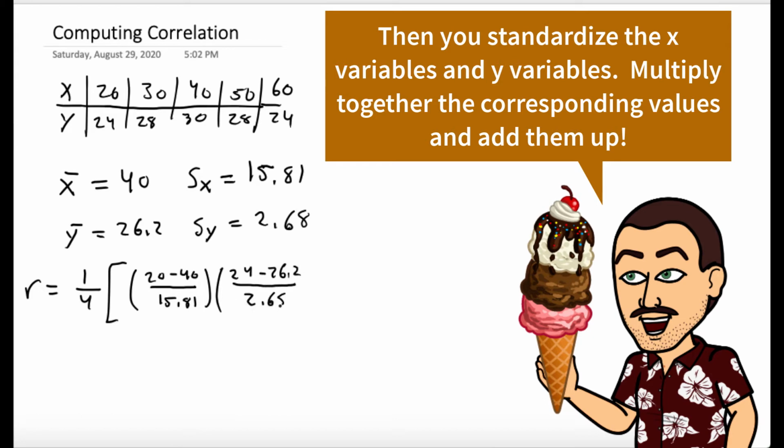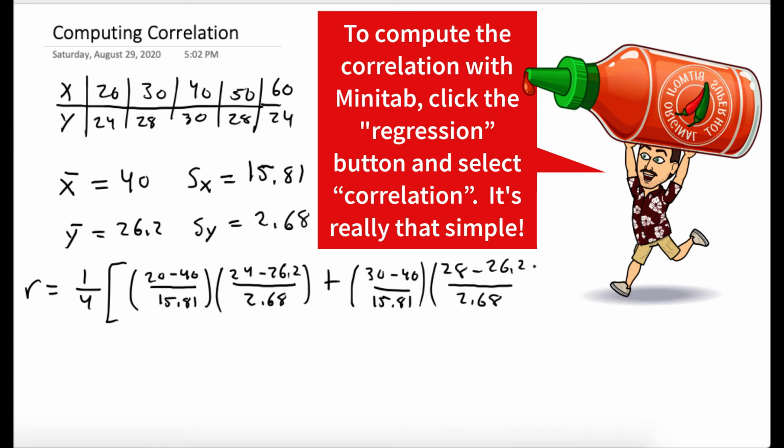Okay, and now plus, and we'll do it again with our second points. So it would be 30 minus 40 over 15.8 times 28 minus 26.2 over the Y standard deviation, which is 2.68. And we'll do this for every point.